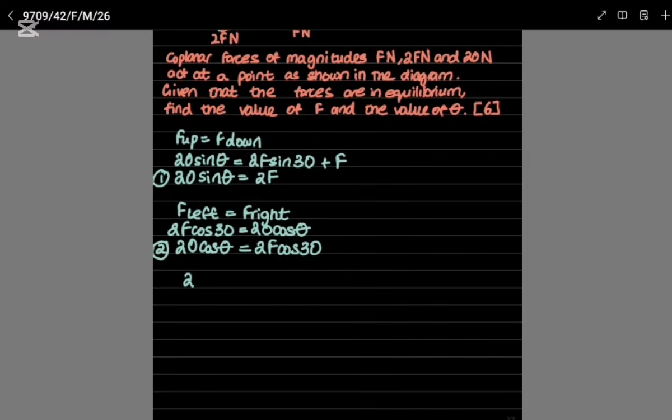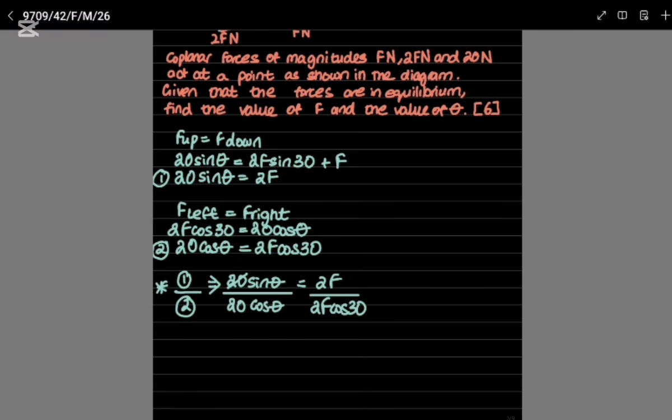Now what I would like you to do is divide 1 by 2. Now you will see why. This is a shortcut method. 20 sine theta over 20 cos theta is equal to 2F over 2F cos 30. I haven't done anything complicated. I just wrote the first equation, I wrote the second equation, and I just divided them. Equation number 1 divided by equation number 2.